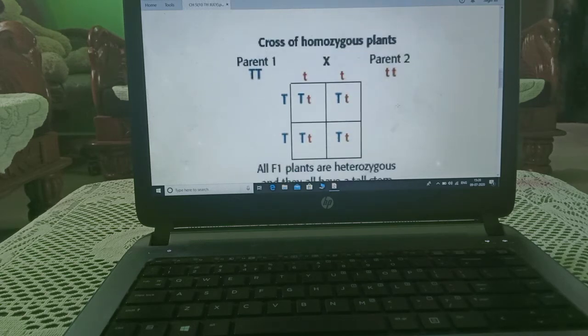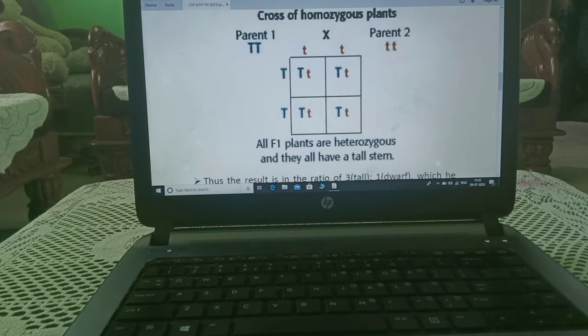Now Mendel crossed homozygous plants also, like this, as you can see, capital T capital T crossed by small t small t. As you can see, they were all hybrid tall, capital T small t, capital T small t, capital T small t, and capital T small t. These all plants were hybrid and heterozygous plants.